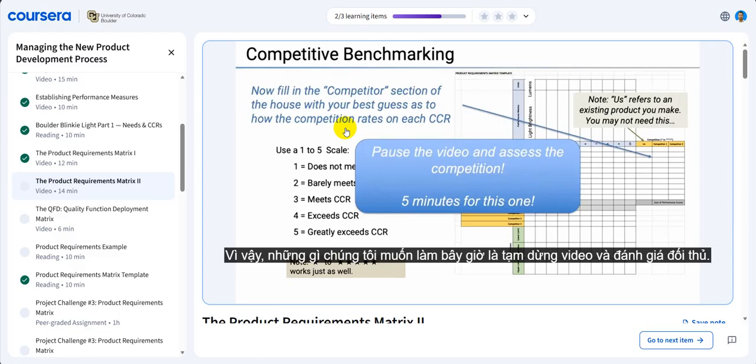So what we want to do now is pause the video and assess the competition. What I'd like you to do is to go online and figure out who do you believe are competitors to the bike lights that you're interested in. Take some data and let's see if we can fill this out, maybe with just a couple of stars or perhaps on a scale of 1 to 5. Take a few minutes and we'll come back and move to the next section.